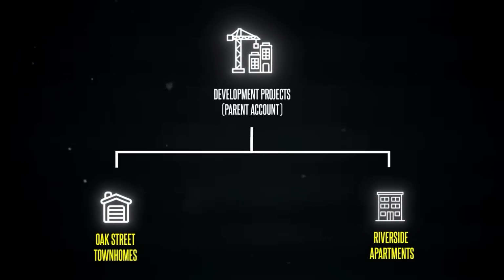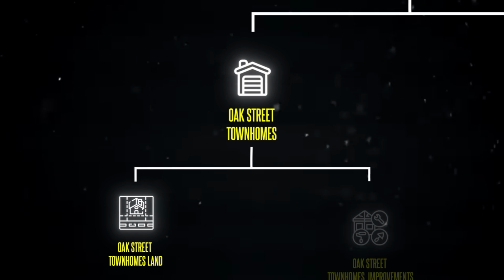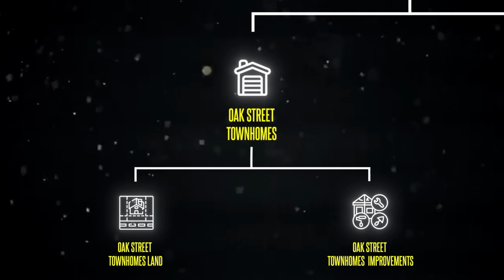And we are not done here. You should also create sub-accounts under each property to separate the land purchase from improvements made to the asset. For example, our Oak Street Townhomes would have Oak Street Townhomes land and Oak Street Townhomes improvements. That includes labor, materials, permits, engineering, and anything else you put into that project.